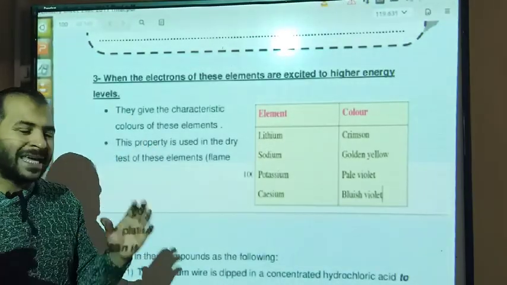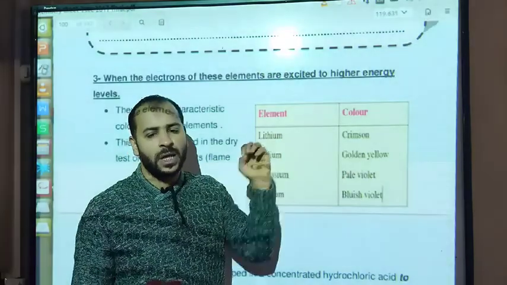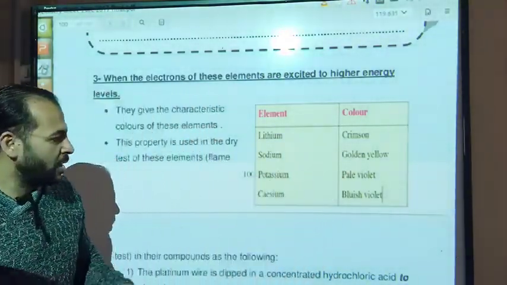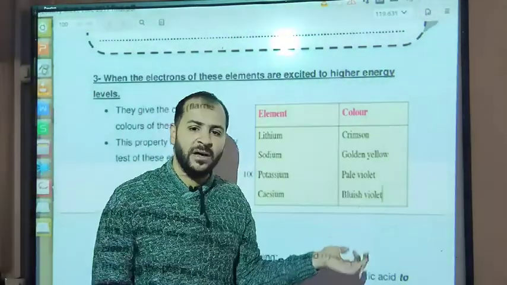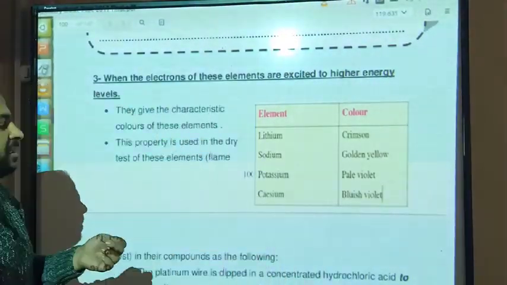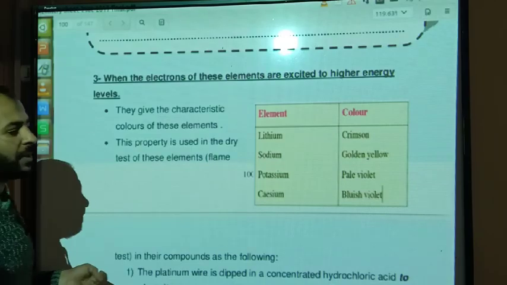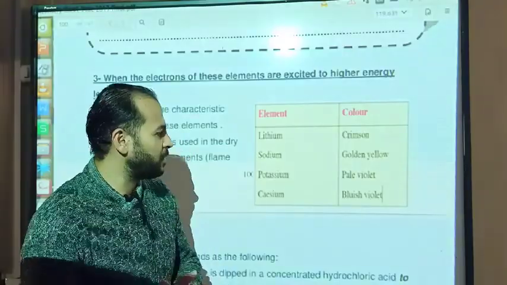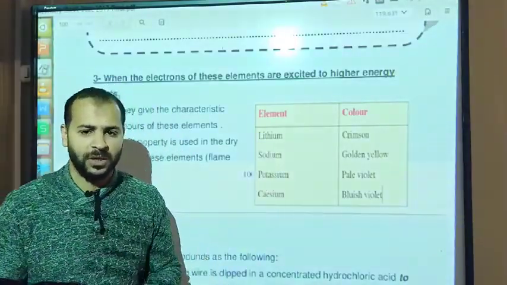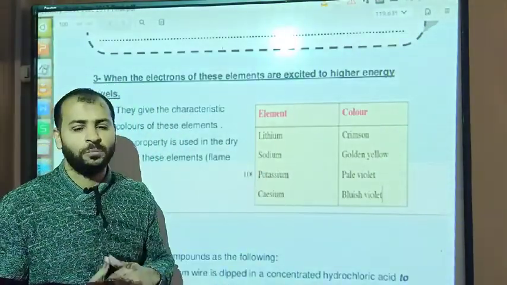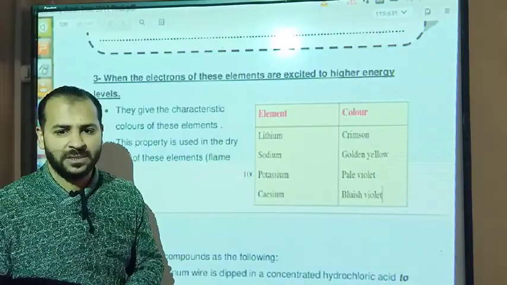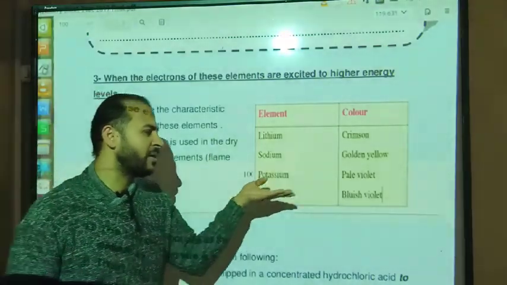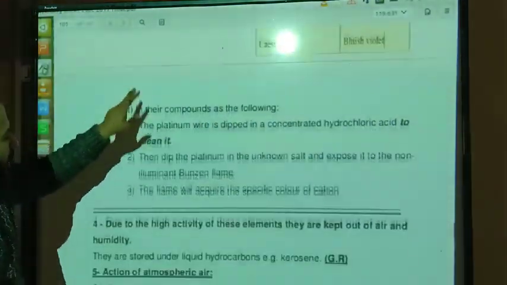If the salt contains lithium, it gives crimson light. If the salt contains sodium, it gives golden yellow. If it contains potassium, it gives pale violet. And if it contains cesium, it gives bluish violet. Now, the question: how can you differentiate between lithium carbonate and sodium carbonate? We can expose them to flame, or use the flame test. The lithium gives crimson color, sodium gives golden yellow. Okay.